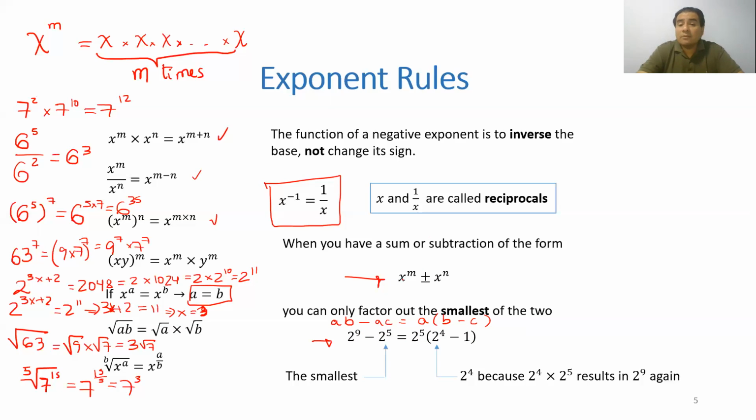Okay, so let's do this, and remember that when you have this, don't ever apply this or this, because those properties are only applicable to the multiplication and the division of two numbers, okay? You cannot do anything with those properties when you have a sum or a subtraction.